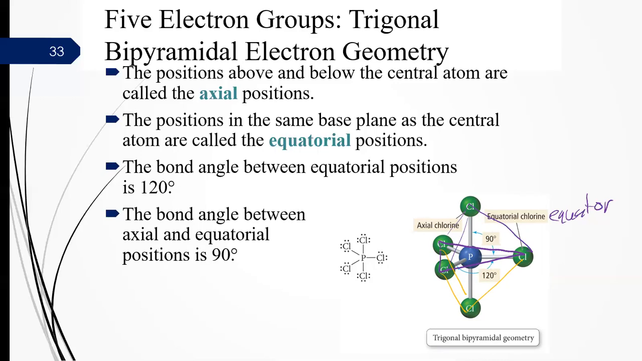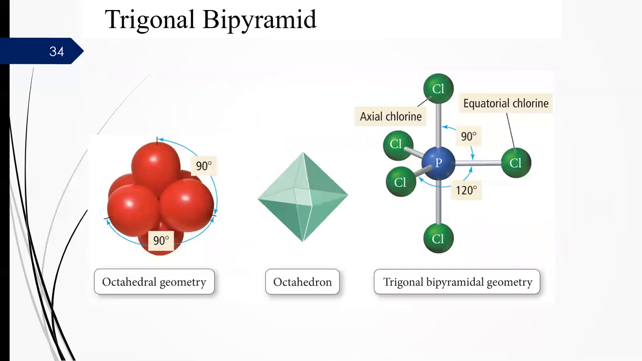So the one on the axis has 90 degrees from the equator, and the ones at the equator have 120 between them. So what we'll find out is when we add in our lone pairs, they have to exist in certain regions because not all 5 of these positions are equal. Some of them are closer to the other ones, or closer to each other than the others. Our trigonal bipyramidal shape is when we have 5 regions.